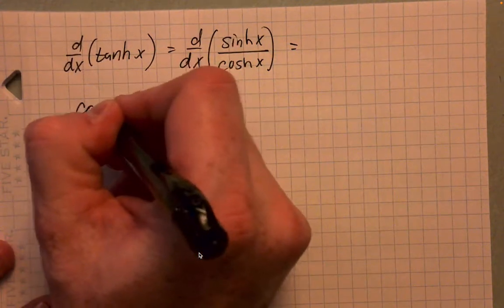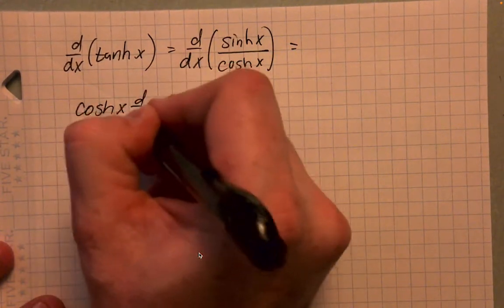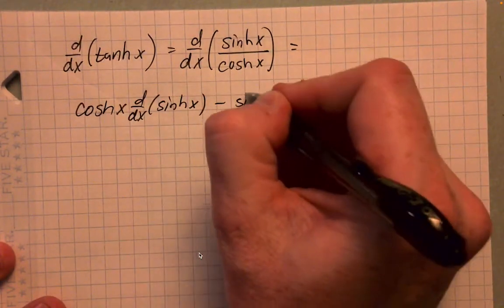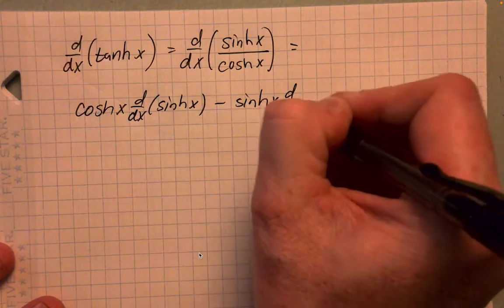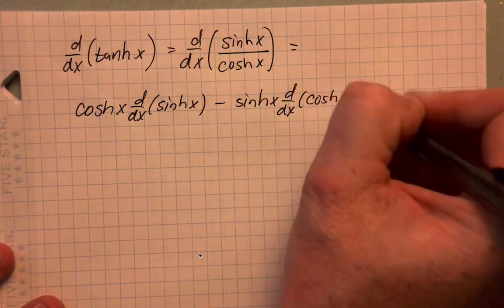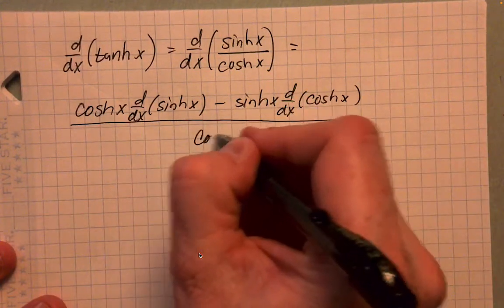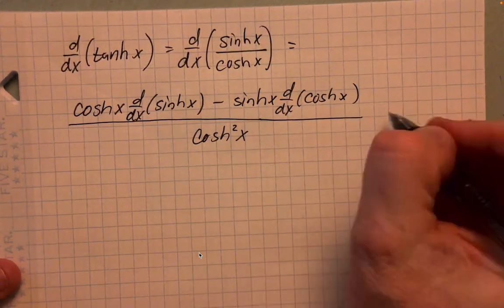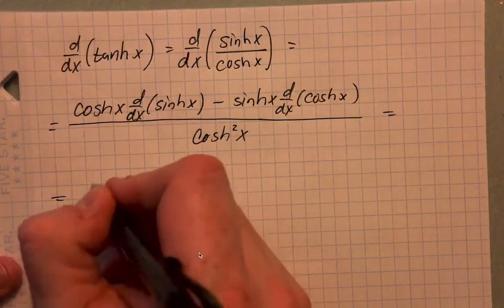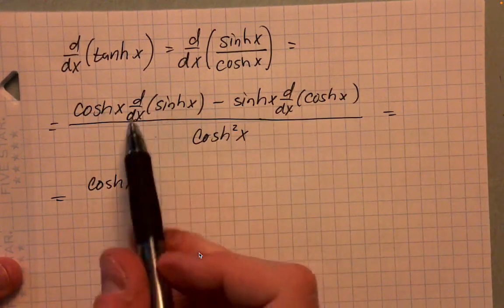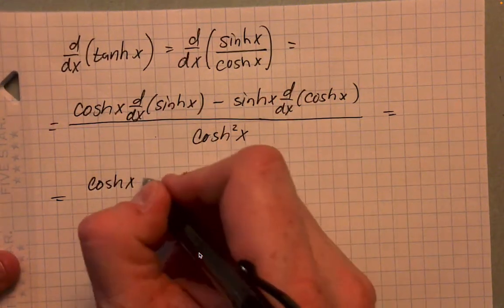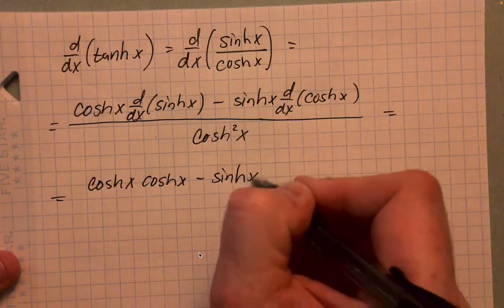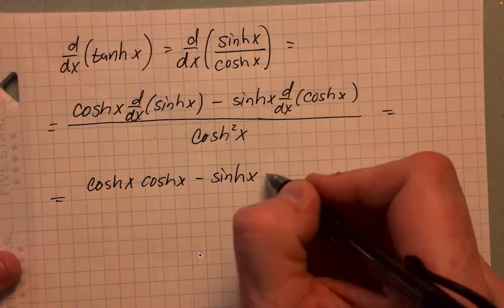So it'd be cosh x times d/dx of sinh minus sinh times d/dx of cosh, over cosh squared x. And we can run through this quickly, and we get cosh x. What's the derivative of hyperbolic sine? Well, we just said that that was hyperbolic cosine. And the derivative of the hyperbolic cosine is the hyperbolic sine.